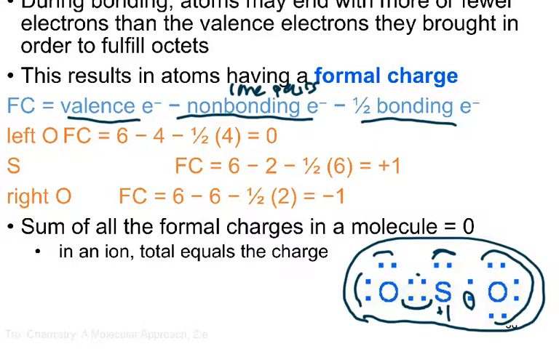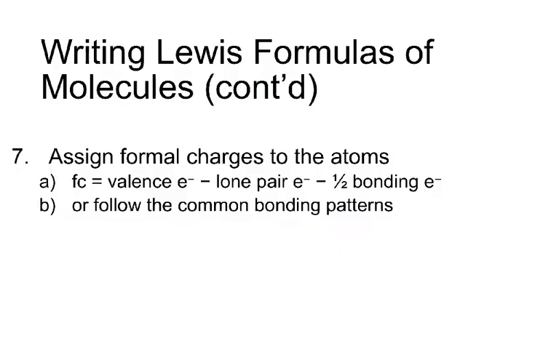Now, if you do formal charge correctly, the sum of the formal charges in a molecule will be 0. If it's an ion, your formal charge is going to equal the charge on the ion. So when you're writing a Lewis structure, you should assign formal charges to the atoms to then evaluate your structure. If you end up with formal charges, you'll want to think it through and see if there's a better way to draw the structure.